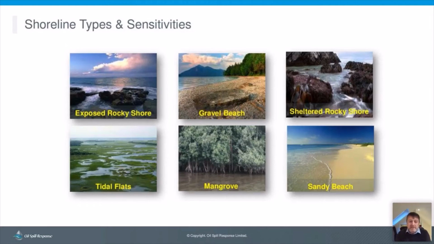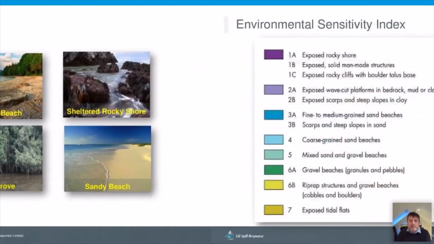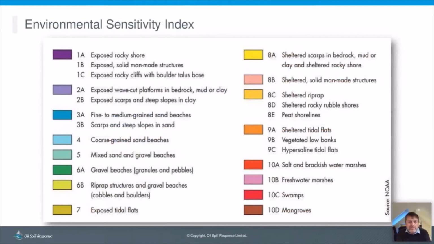On the other extreme, less energy, some tidal action but not much, are mangroves, and they're more environmentally sensitive. They're nursery sites for fish, nesting sites for birds, and the like. And the other shoreline types are all on that scale, which I will share with you now. So that's the environmental sensitivity index.